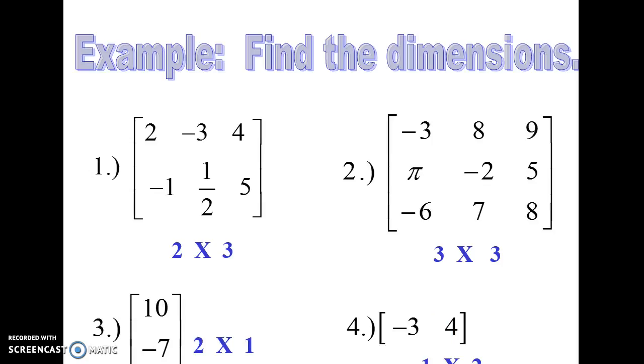Now, I'm going to give you just a few seconds. I want you to look at the next slide on your notes and fill in the dimensions. We'll go over the answers in just a second. Just remember, it's always your number of rows, then your number of columns. So just take a couple seconds to figure those out.